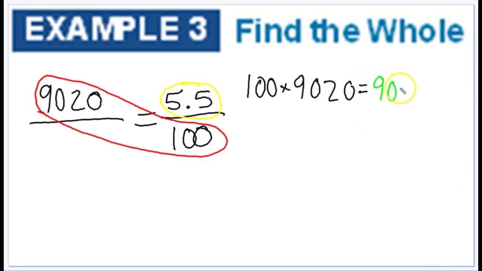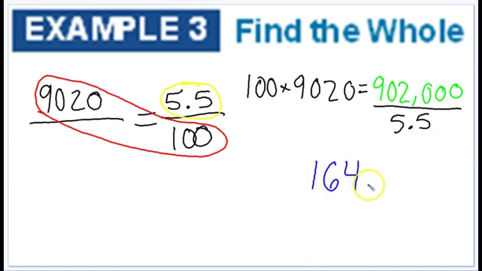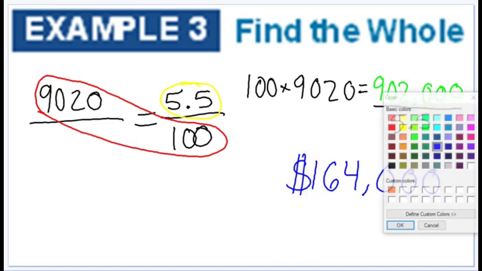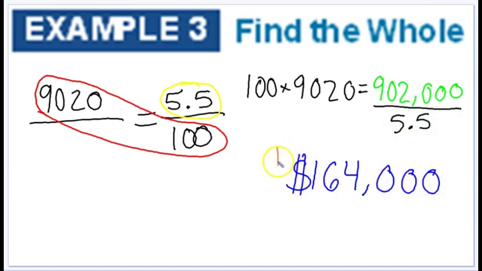So 902,000, and that gets divided by 5.5. So what do we get for that answer, everybody? We get the house costing $164,000. You know this book is pretty old because you ain't finding a house like that anymore. Am I right? I'm hilarious. All right. So you can box it up and ship it out.